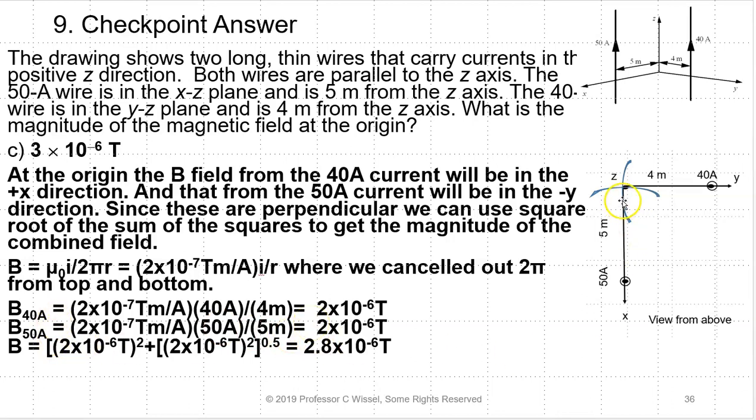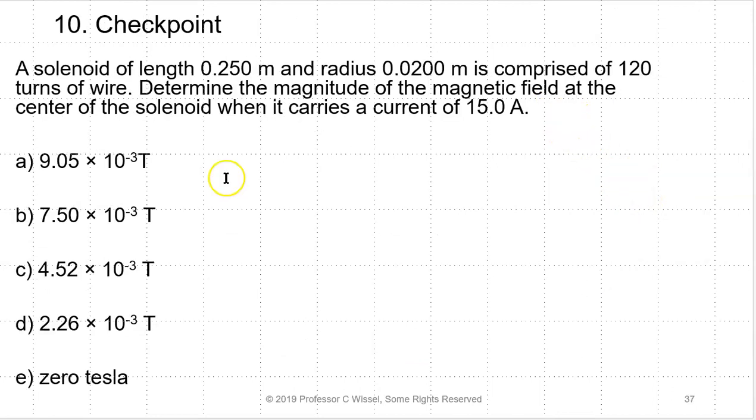If they have the same magnitude, they're going to be at a 45-degree angle here. And you can just take 1.41 times one of them, the square root of 2 times one of them. So it's 1.4 times 2, which is 2.8 times 10 to the minus 6 Tesla, and the angle will be 45 degrees.